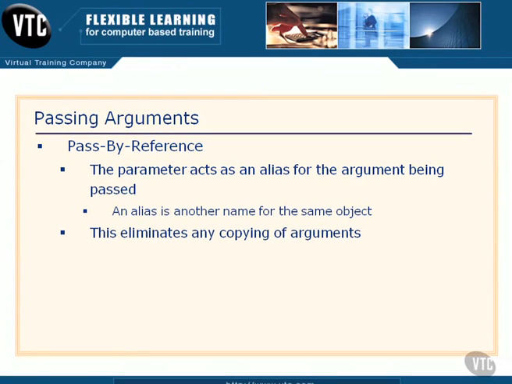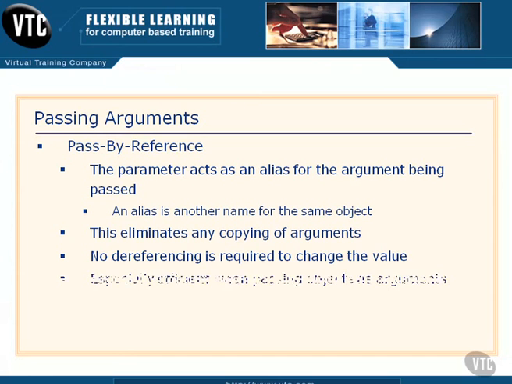This totally eliminates any copying of arguments, and you don't have to do any dereferencing with the asterisk to change the value or to see the underlying value. We're no longer worried about address or value. A reference is just an alias to the same object.